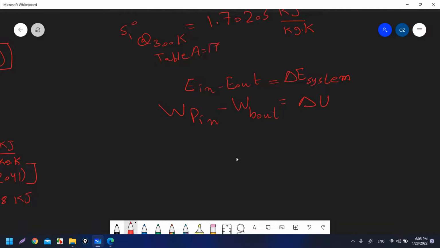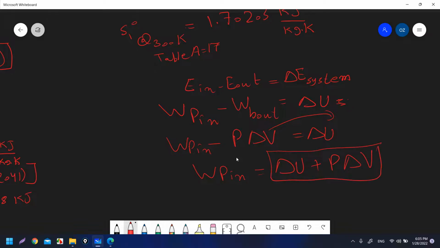ΔU, we usually put it like this: m Cv ΔT. But there is another way we can benefit from the boundary work, because boundary work applies at constant pressure while the volume changes. If we put it on the other side, the work W_b,in equals ΔU plus PΔV. Remember from engineering thermodynamics, this equation equals ΔH, the change in enthalpy.